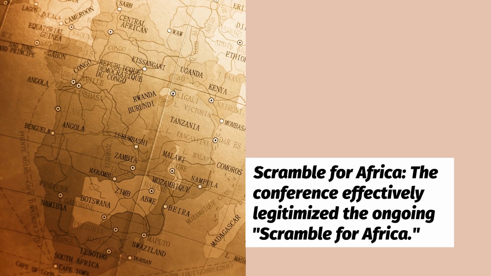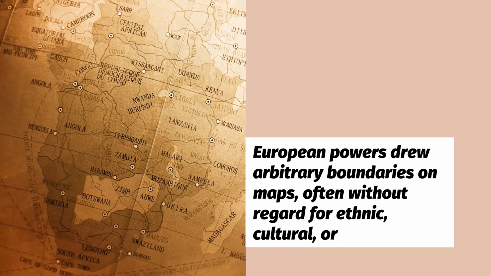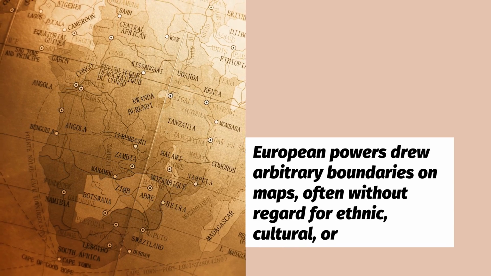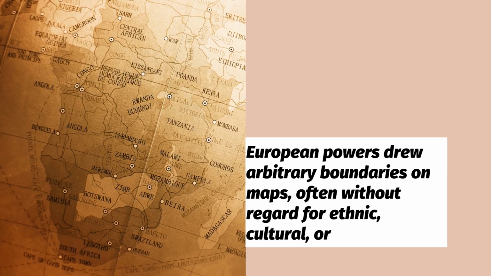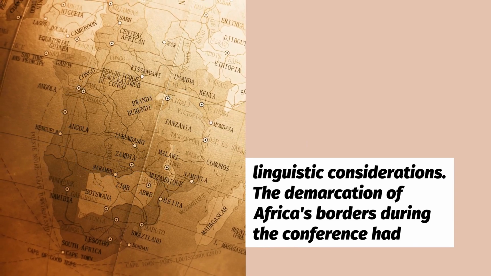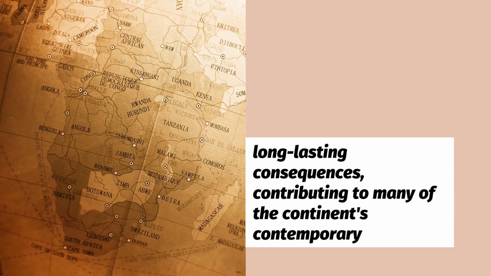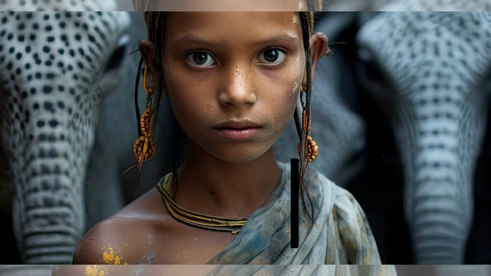Scramble for Africa. The conference effectively legitimized the ongoing scramble for Africa. European powers drew arbitrary boundaries on maps, often without regard for ethnic, cultural, or linguistic considerations. The demarcation of Africa's borders during the conference had long-lasting consequences, contributing to many of the continent's contemporary geopolitical challenges.